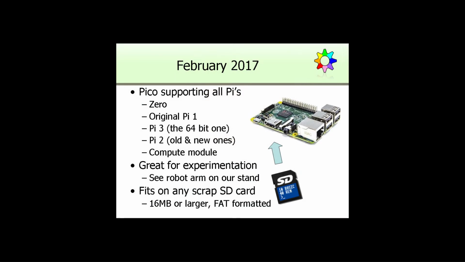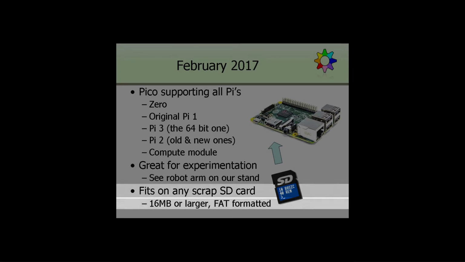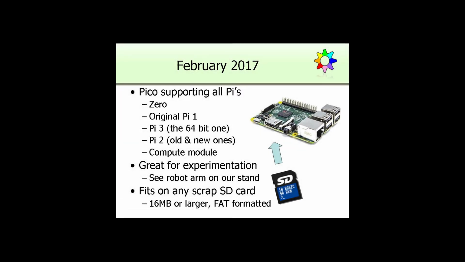And it's so small, hence the name PICO, that it actually fits on pretty much any of your junk SD cards in your drawer. So you've probably got a card that's at least 16 megabytes, so you can make use of PICO straight away. Go to the RISC OS Open website, on the downloads page, click on the Raspberry Pi logo, and PICO is there, just unzip it.